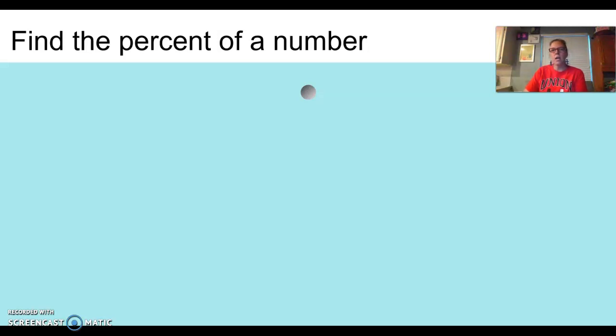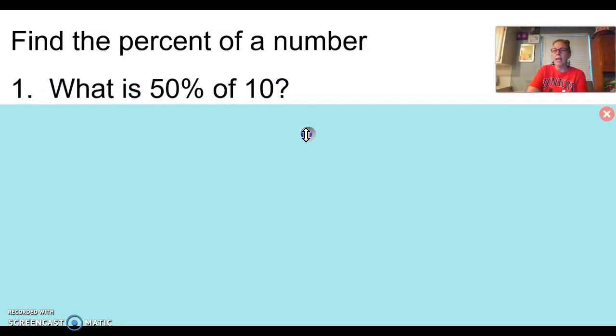Right, we are going to talk about finding percents of numbers, and so we will start. So go ahead and write that down. We're going to deal with percents today. So I'm going to do a few that hopefully we can do in our head, and then I'll do some that are harder.